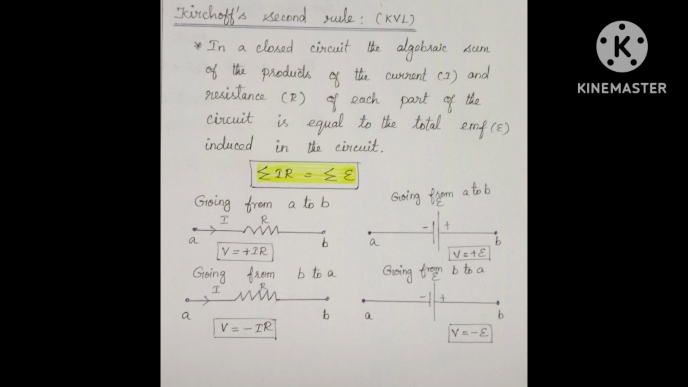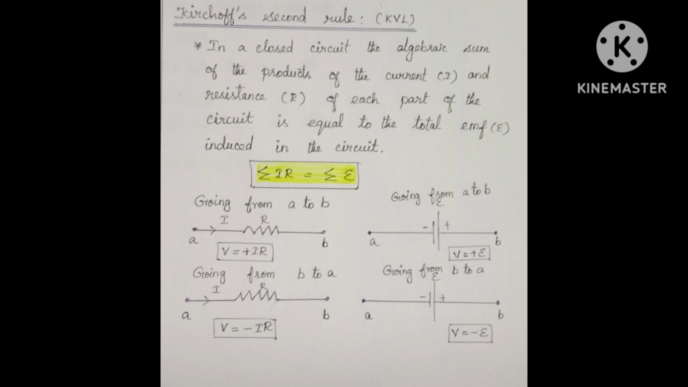Kirchhoff's second rule: in a closed circuit, the algebraic sum of the products of the current and the resistance of each part of the circuit is equal to the total EMF in the circuit. The formula is summation of IR equal to summation of ψ.